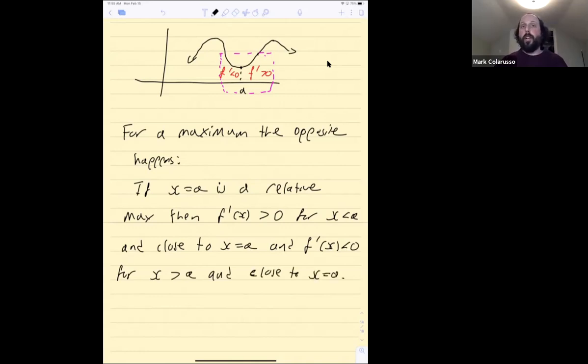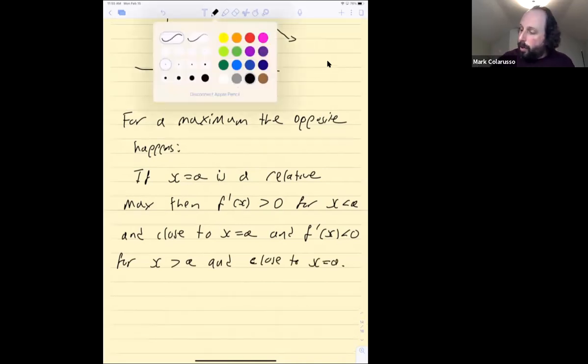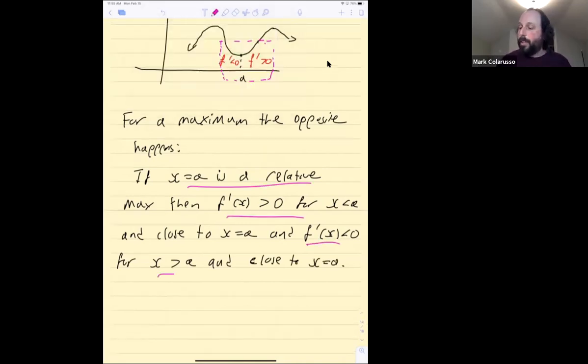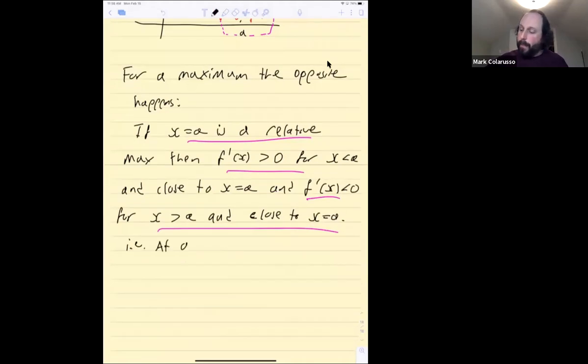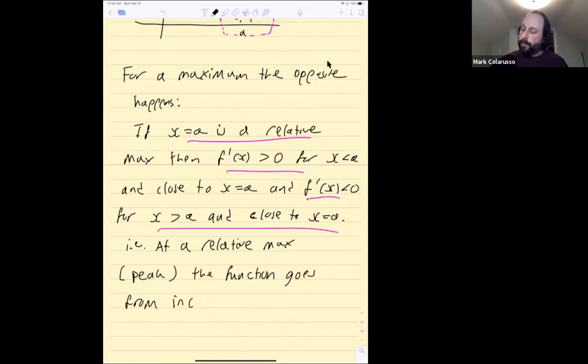So in other words, as you move across a relative max, or a peak, the function switches from increasing to decreasing as you move across the max. That is, at a relative max, or peak, the function goes from increasing to decreasing as you move from left to right.